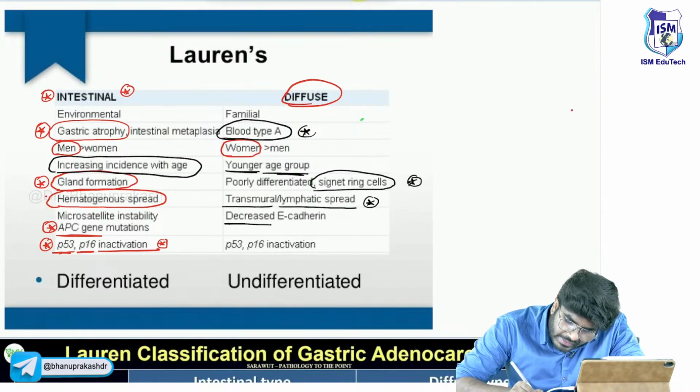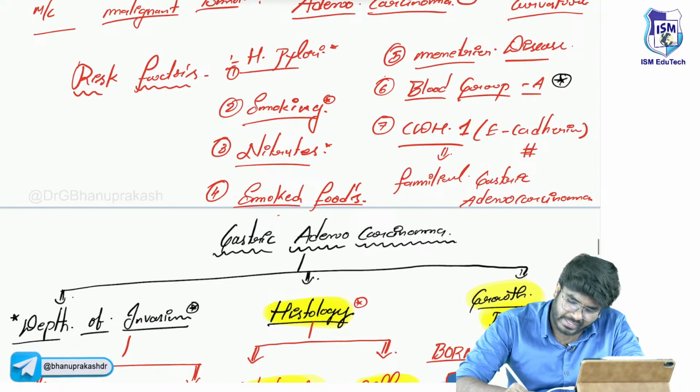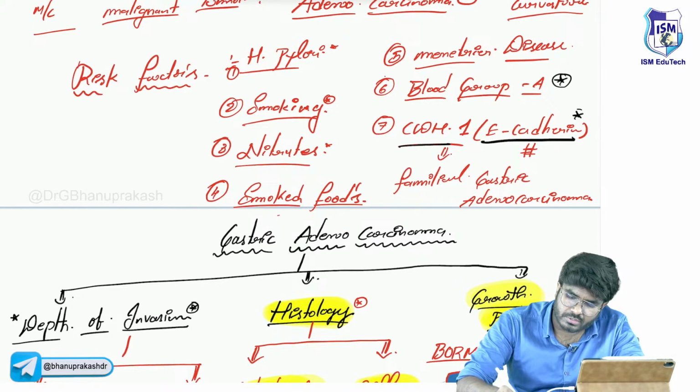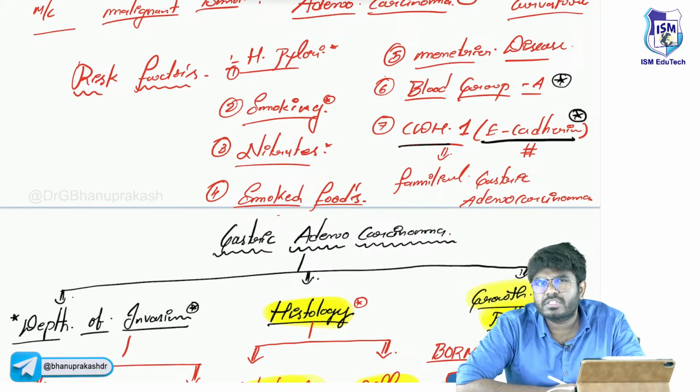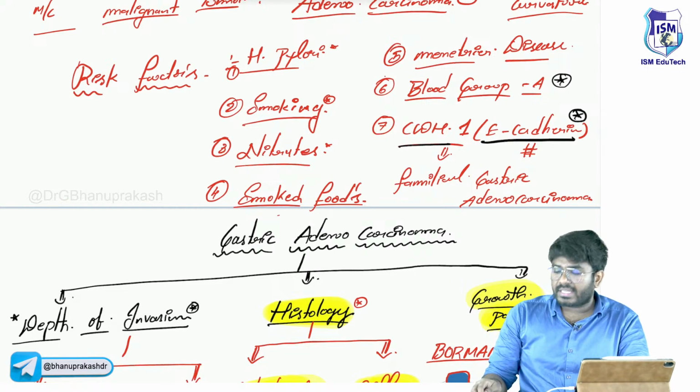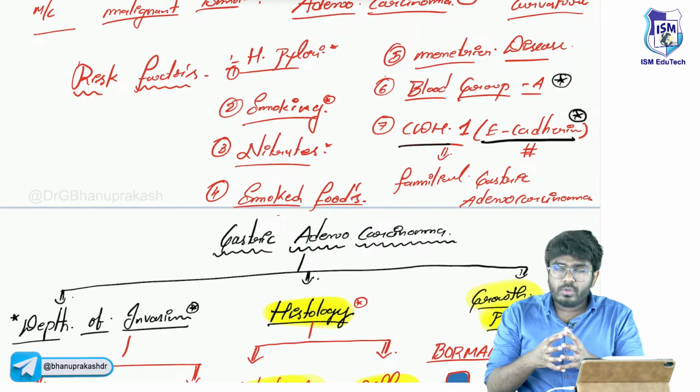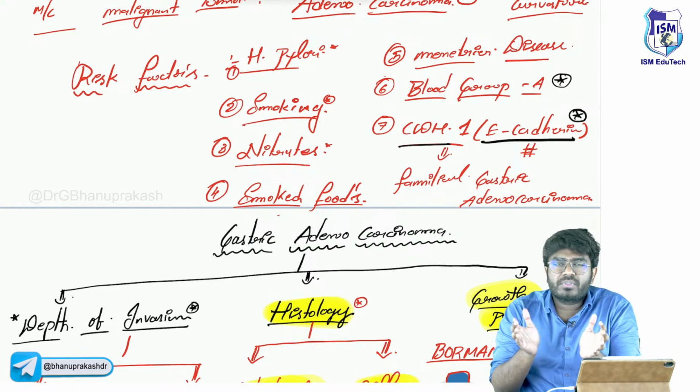Now see here, E-cadherin gene mutations. The CDH1 gene is the E-cadherin gene. So now tell me, E-cadherin gene mutations can lead to which type of cancer? This E-cadherin is like a biological glue, which keeps the cells intact, which keeps the cells together.